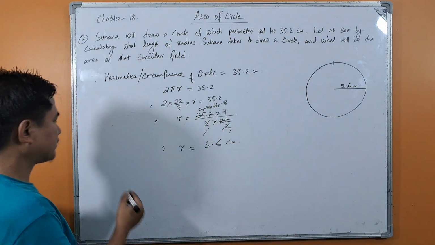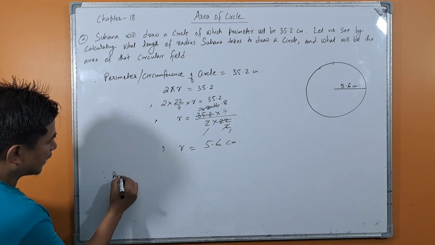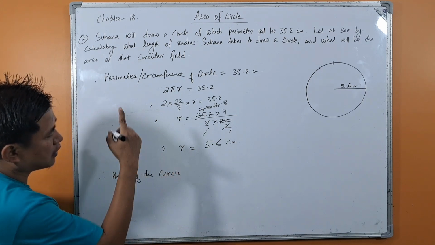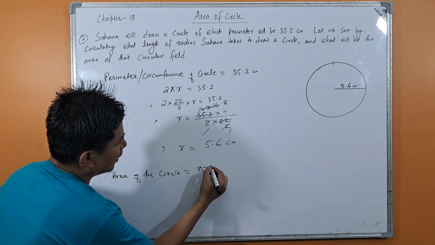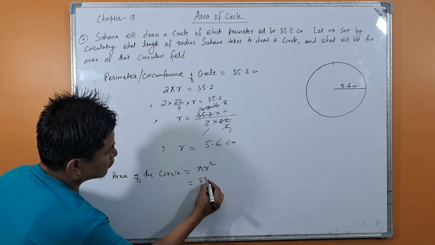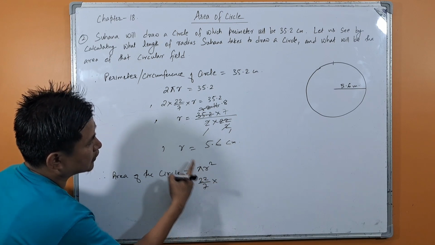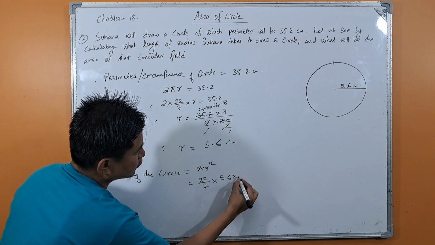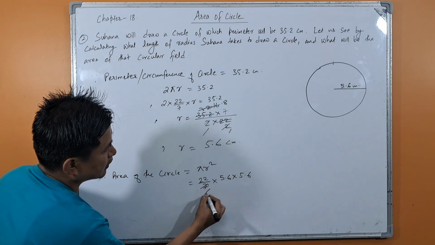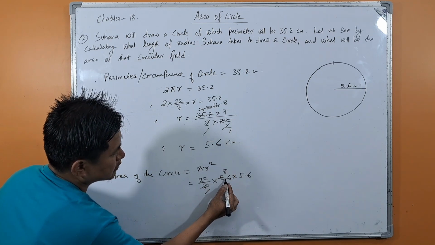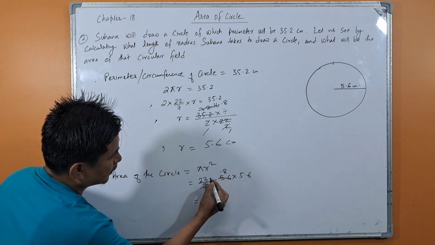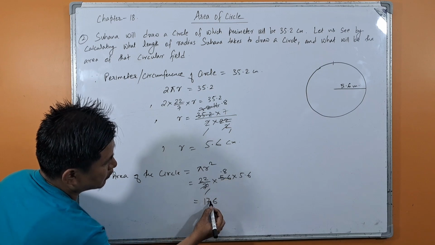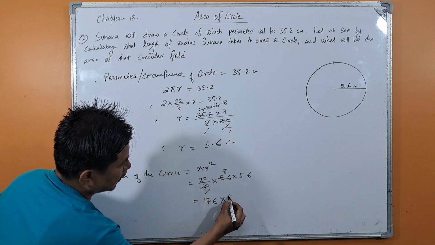The formula for area is, therefore, area of the circle drawn by Suhana, okay, is pi r square, isn't it? Pi is 22/7 into r square. What is r? r is 5.6. So r square means 5.6 into 5.6. 7 1s are 7, 7 8s are 56. We put a decimal point before one digit. Okay, 8 2s are 16, plus 1 is 17. We have a decimal point before one digit, so we put it here, 17.6 into 5.6.